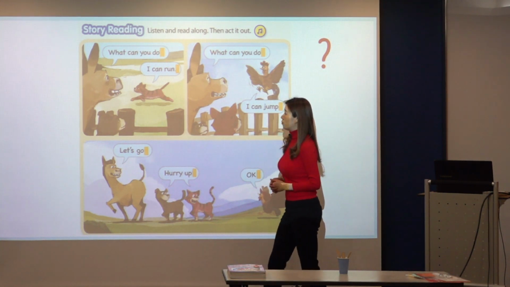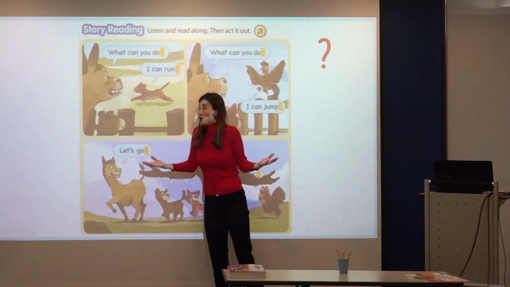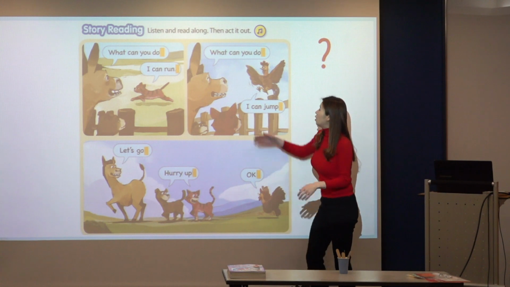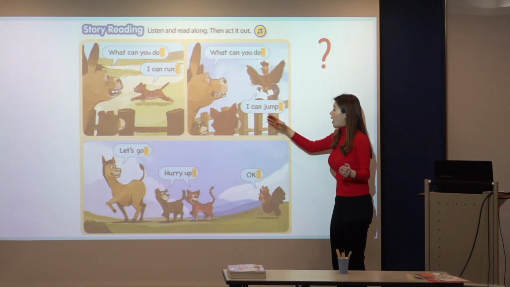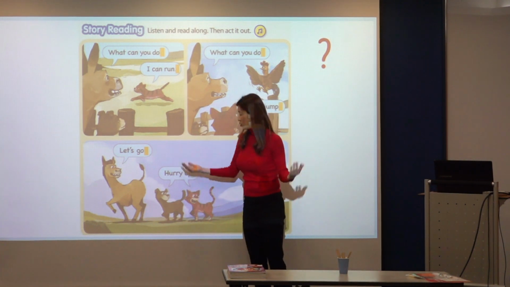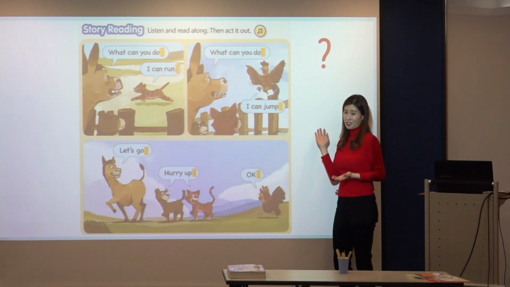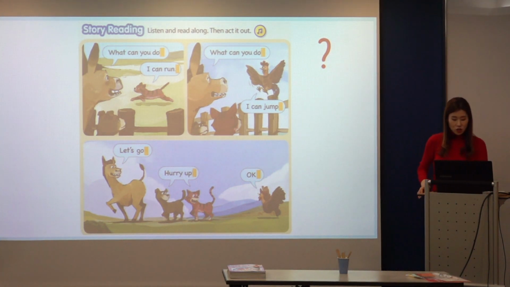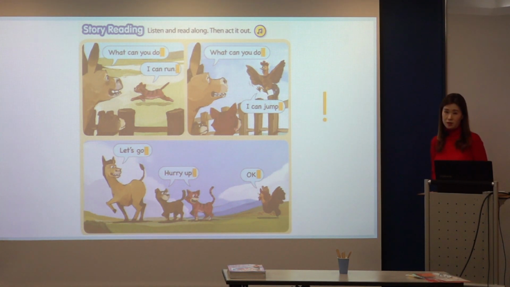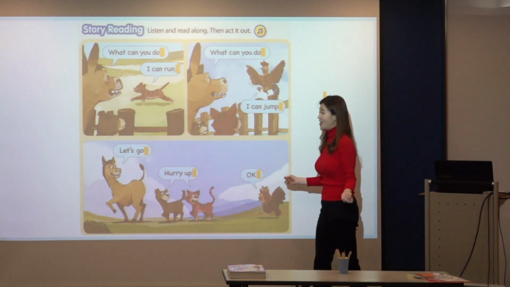Great job. Let's go. What can you do? One more time. What can you do? I can run. I can run. What can you do? I can jump. I can jump. Let's go. Hurry up. Okay? That was a question. Okay, now let's change it into exclamation mark. Oh, ooh, woo, like this, okay?